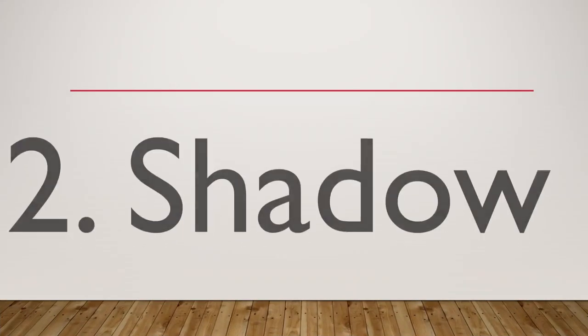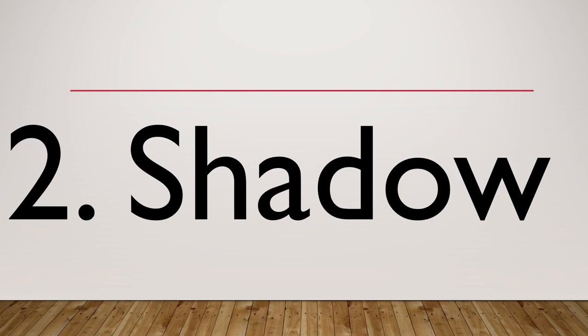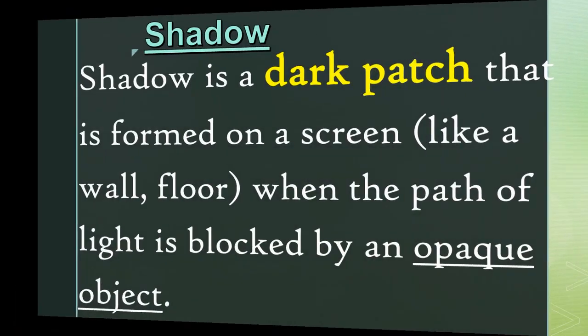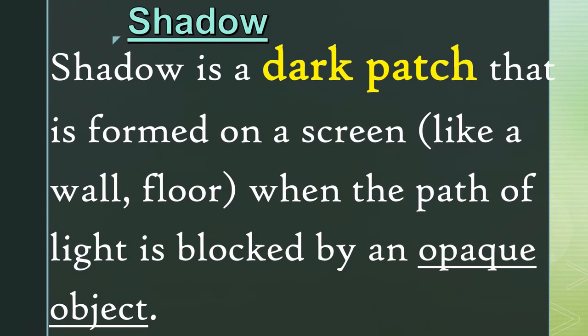The second topic is shadow. Starting with what is shadow? Shadow is a dark patch that is formed on a screen when the path of light is blocked by an opaque object. Students, here screen can be a wall or a floor.